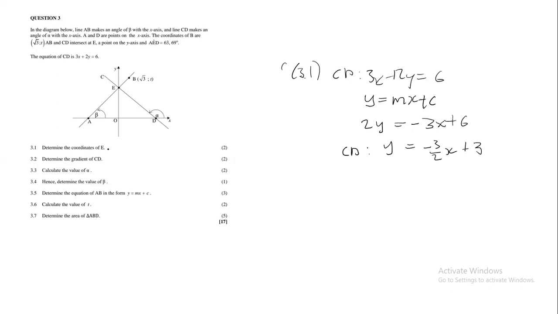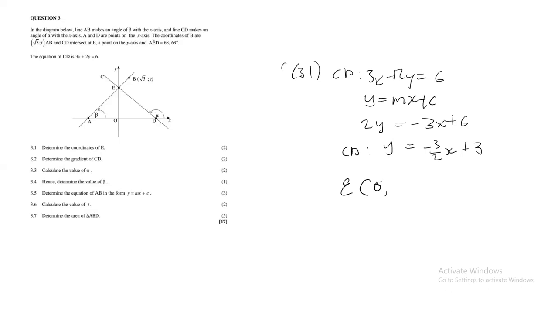But the question asks us to determine the coordinates of E. The equation of CD passes through point E. Now, E is what we call the y-intercept. So we know that for the coordinates of E, the value of x is going to be 0, because it is the y-intercept.